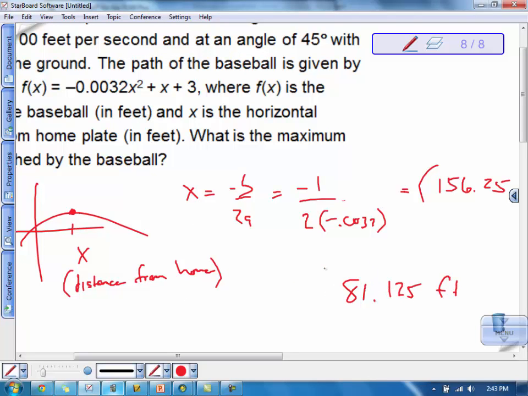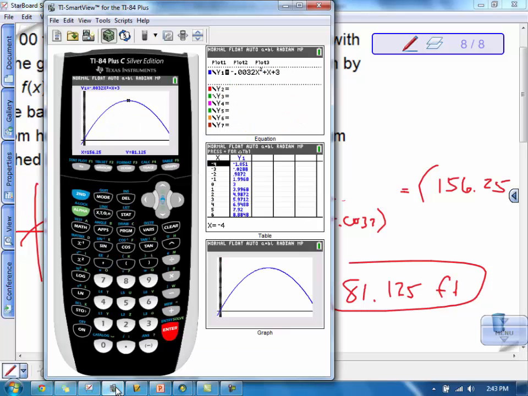So you can do it on the calculator. You could also do it on the calculator by graphing it and then doing second calculate maximum, 4. Scroll to the left of the maximum, hit enter. Scroll to the right of the maximum, hit enter. Hit enter for the third time, and it will give you that maximum, which is 156.25 and 81.125. Okay, so after you hit it 156 feet, it's about 81 feet in the air.